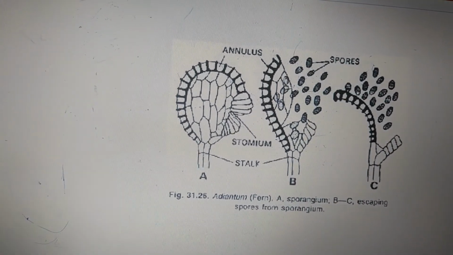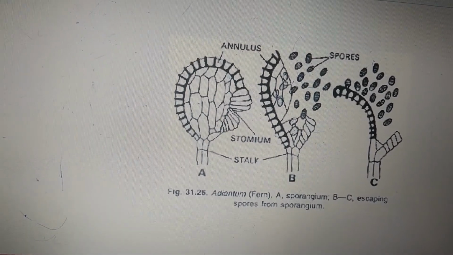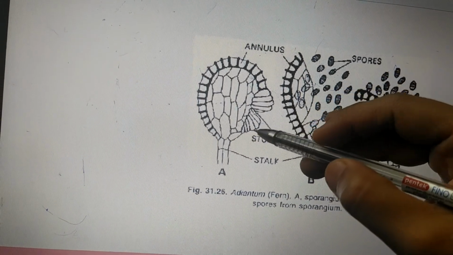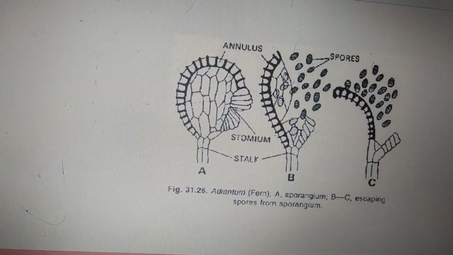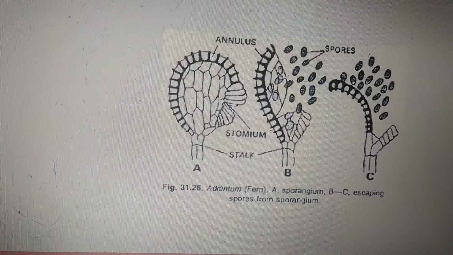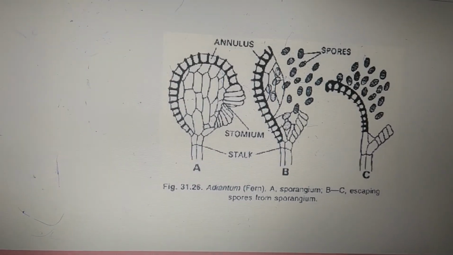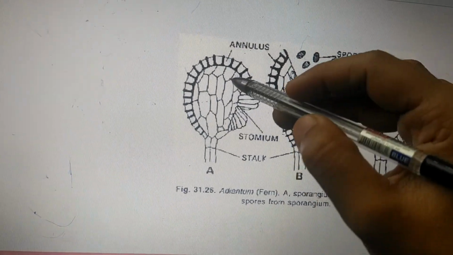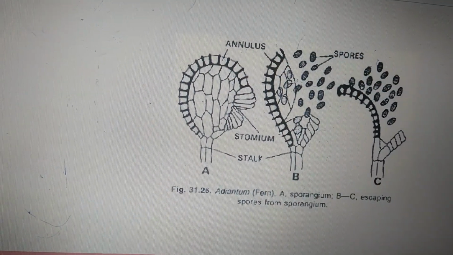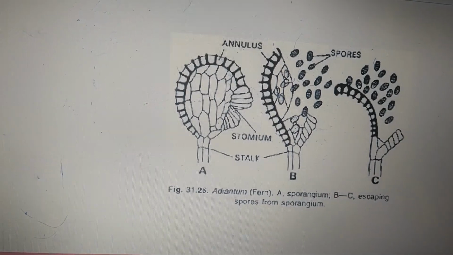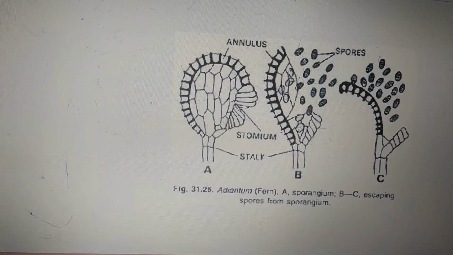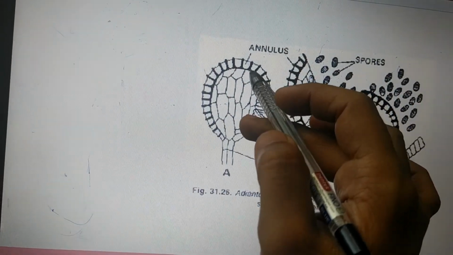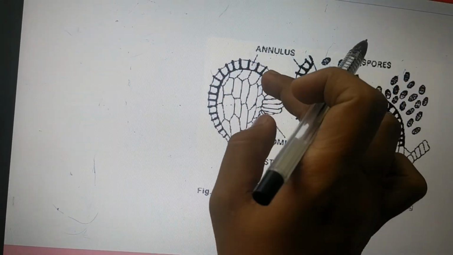Now why is there this differentiation in the capsule wall? The stomium is the site where bursting of the sporangium takes place and the spores are released. What happens is, when the spores get mature, the sporangium becomes dry. This drying causes the annulus ring to contract. When it is dry, all the cells, which were spread out like this, are going to contract.